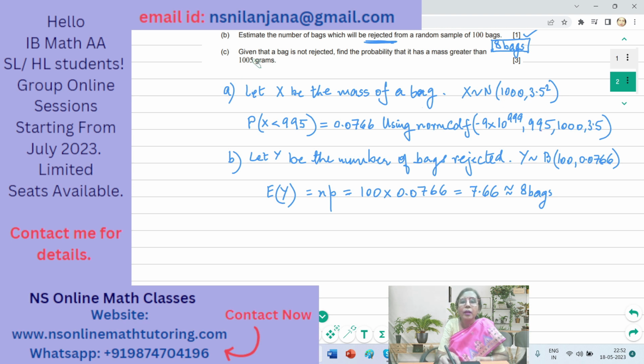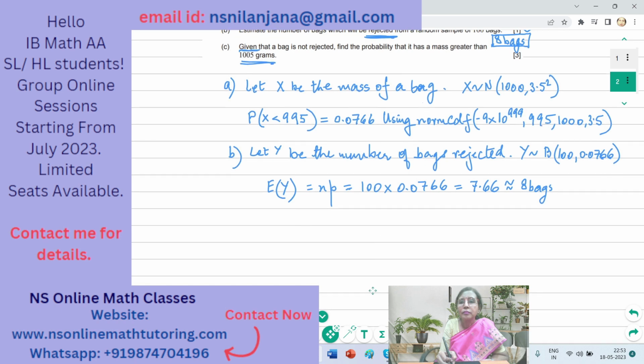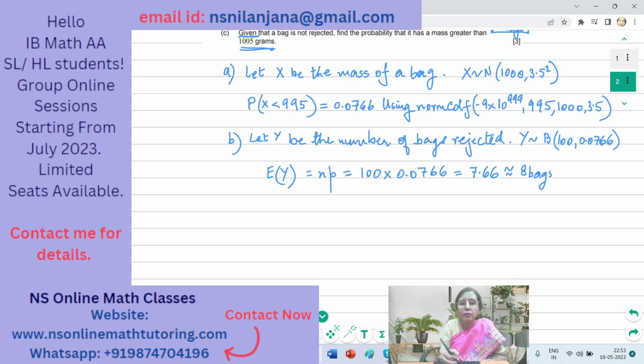Subpart C. Given that a bag is not rejected, given means it is a case of a conditional probability. Given that a bag is not rejected, that means it has a mass greater than 995 grams. Find the probability that it has a mass greater than 1005 grams. It is a case of a conditional probability.